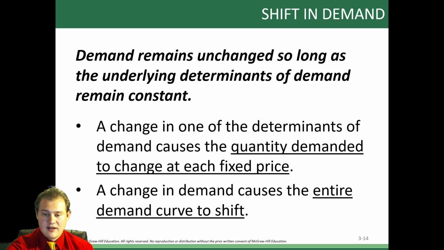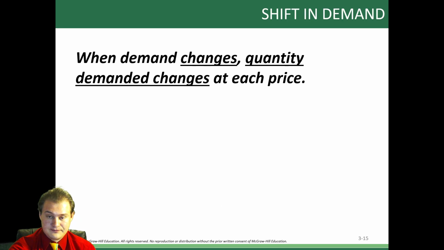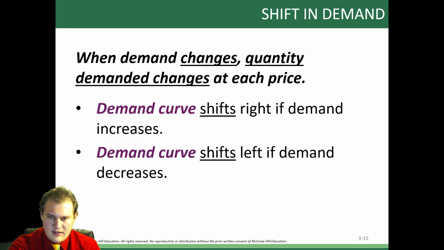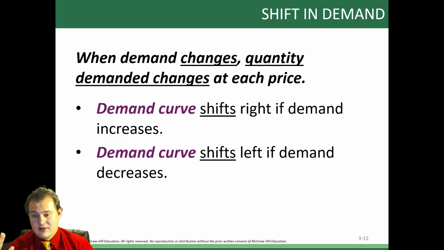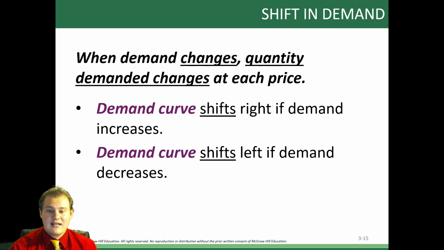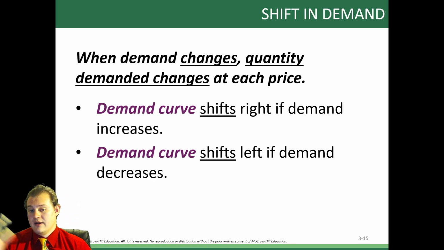A change in demand causes the entire curve to shift. So that's the main thing. Price will just choose where you hit the line, but an actual demand shift, something that changes why people want something, is going to shift the entire curve at all different price levels. When demand changes, quantity demanded changes at each price. If the demand curve shifts right, it increases. If it shifts left, it decreases. Basically, anything shifting inward is a decrease, and shifting outward is an increase.